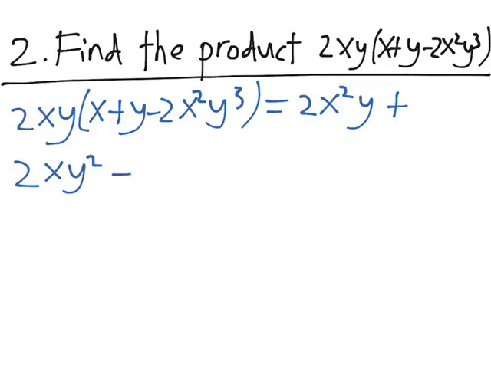And finally, the last term is 2 times minus 2x squared y cubed. 2 times 2 is 4. x times x squared is x cubed. And y times y cubed is y to the fourth. So that's our answer.